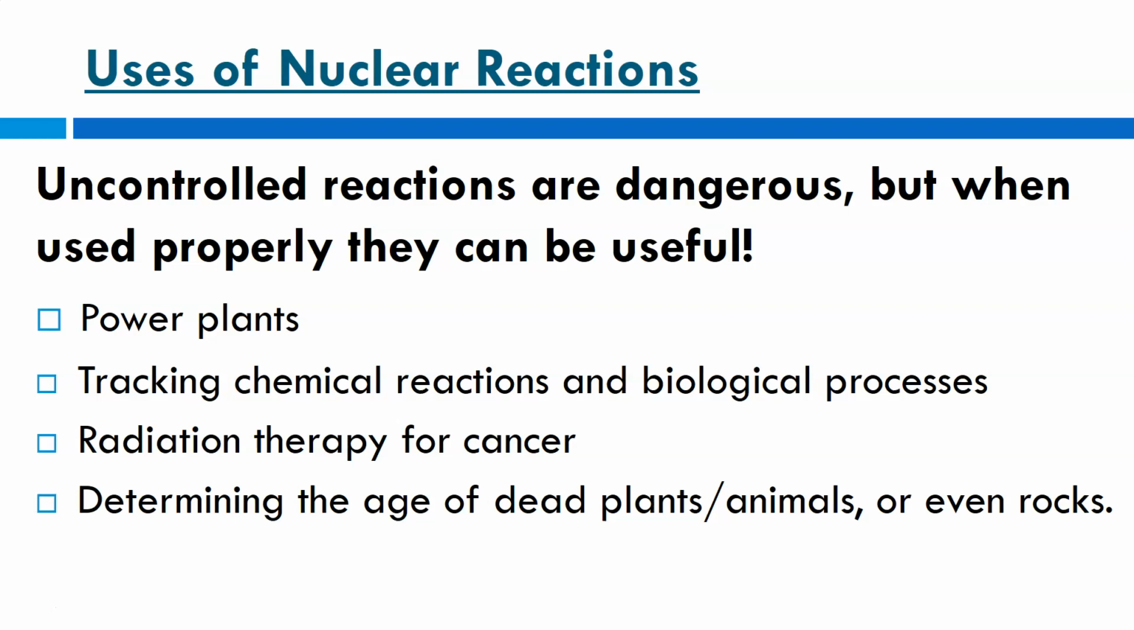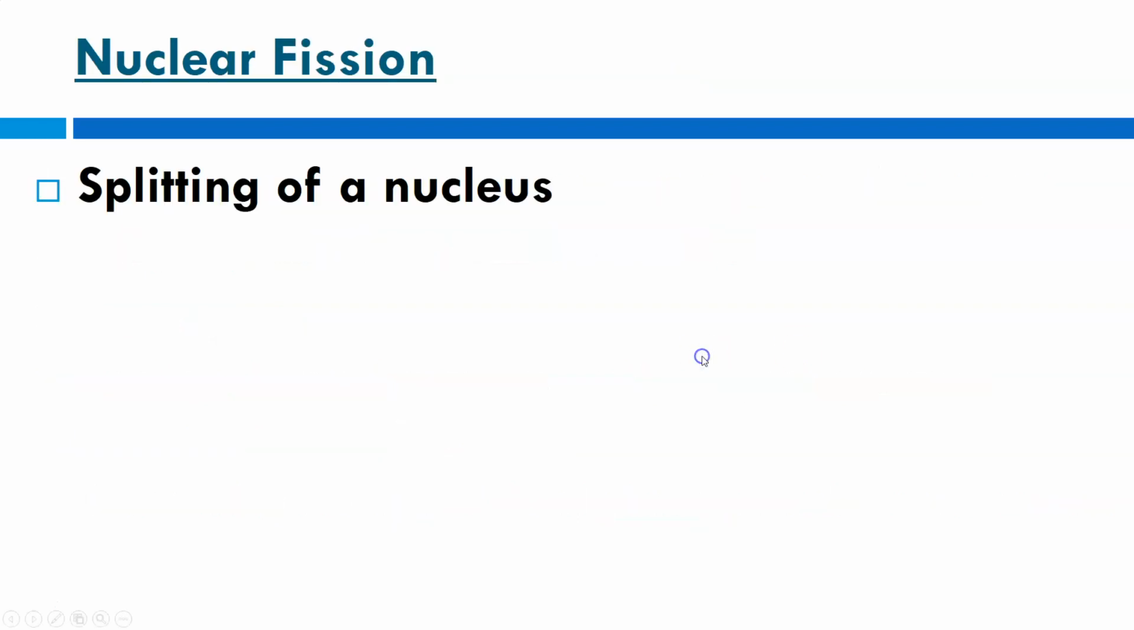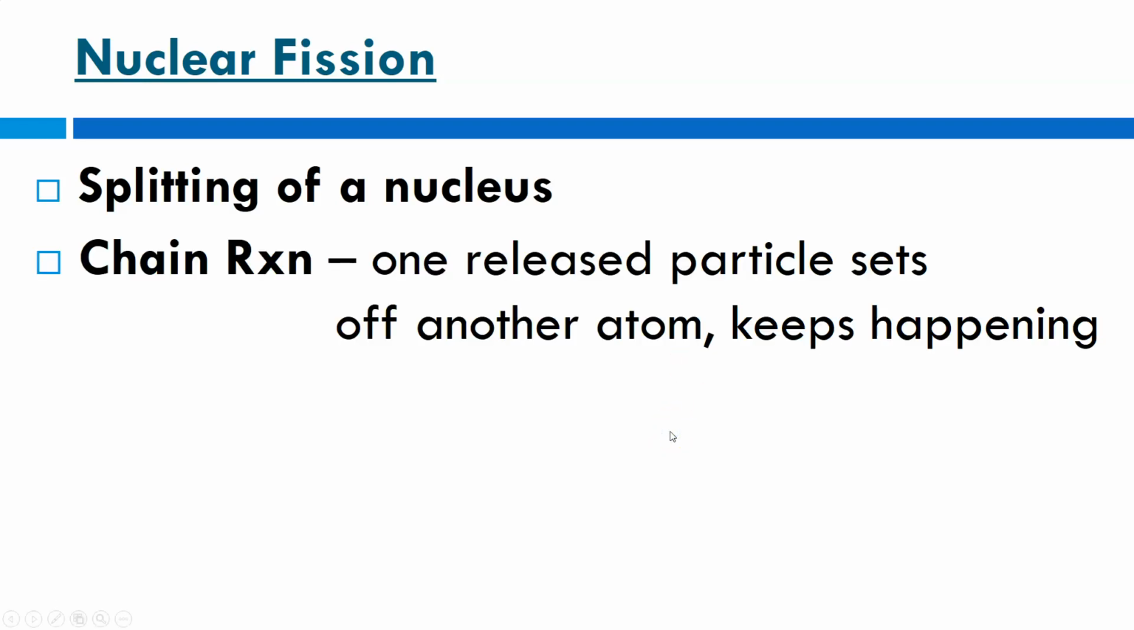So there are different types. We have fission reactions, where you're splitting a nucleus into more parts. Fission, right? We're splitting it. These can set off chain reactions. When an atom releases particles, those particles can bump into another atom, which starts that one releasing particles, and then those particles bump into more atoms. So you can get a chain reaction happening.